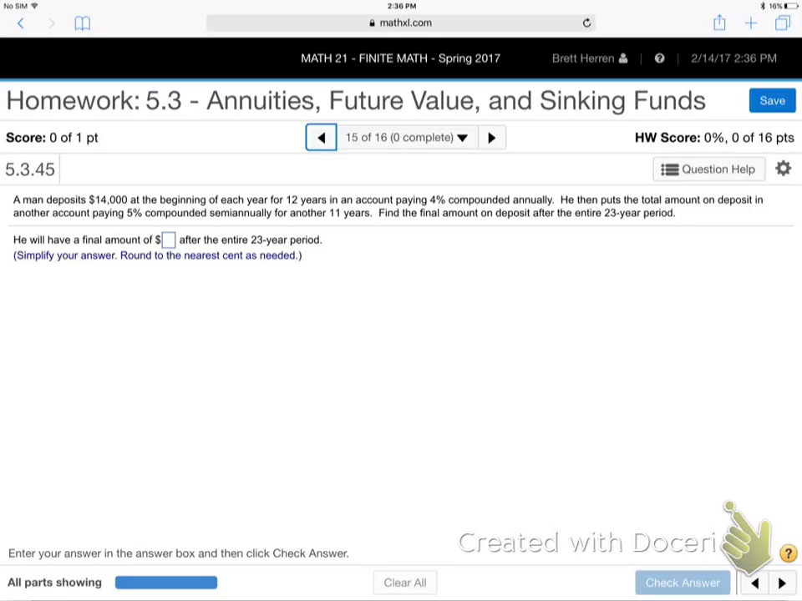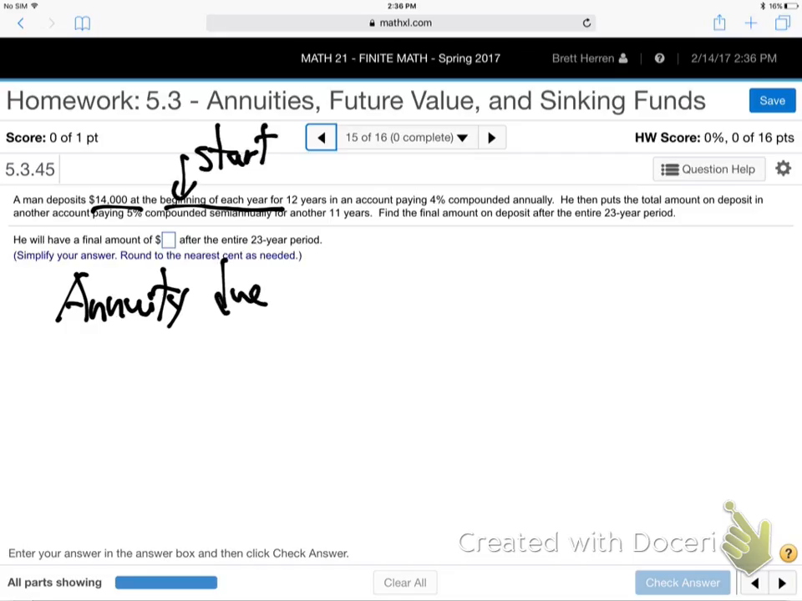Okay, it'll be the last one we'll work on in this section. All right, so see what he's doing? Basically, he's starting with an annuity. He's doing an ordinary annuity, because, right, 14,000. Oh, no, beginning of each year. No, it's annuity due, isn't it? It's an annuity due because he's doing it at the start of each period. I didn't notice that. So it's an annuity due for 12 years.